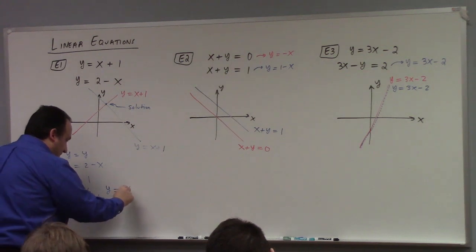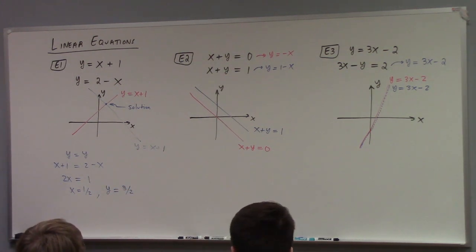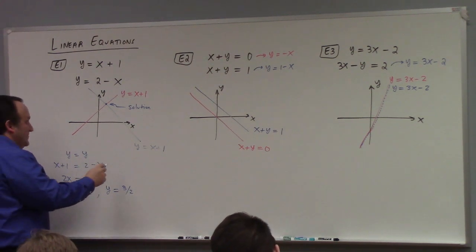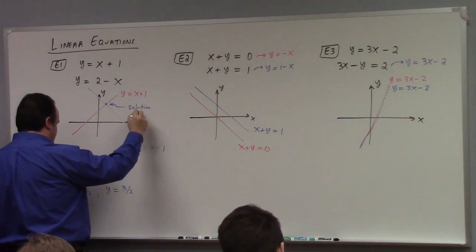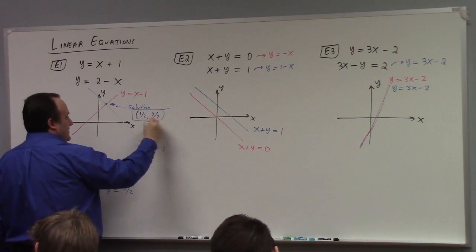Did I do something wrong? Yeah, that's what I was going to say. Oh, y is 3/2. Oh, good. Yeah, gotcha. Sorry, so the solution is a pair. Thank you. 1/2, 3/2.